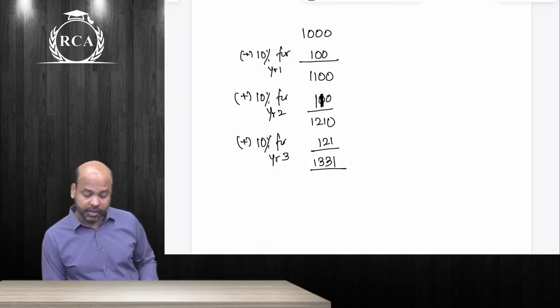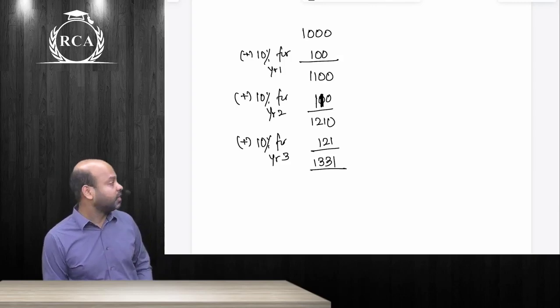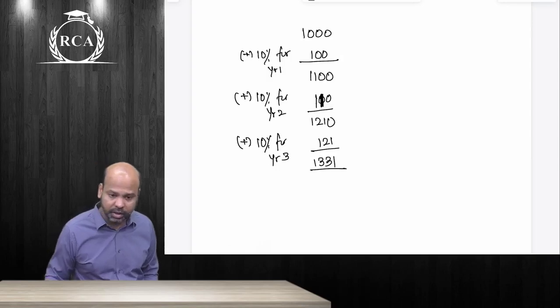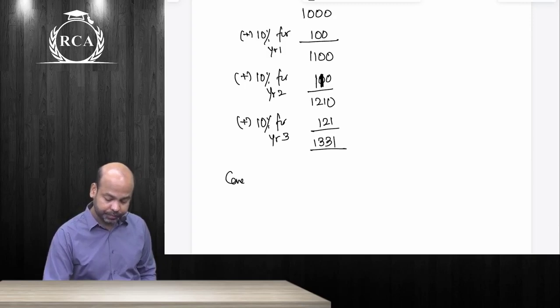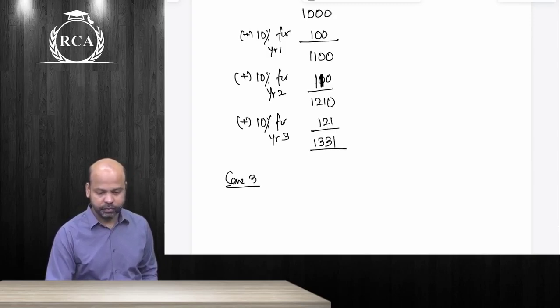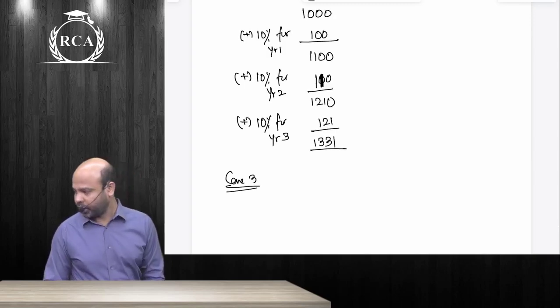So interest will be 100 for the first year, 110 for the second year, and 121 for the third year. So your accumulated balance will become 1331. Now case 3, guys.